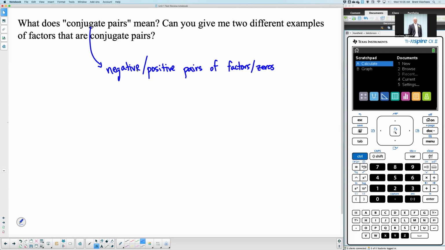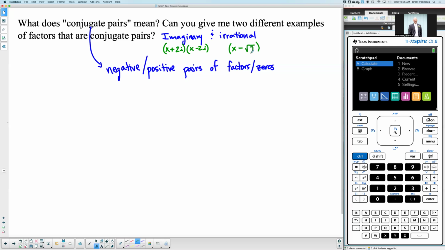Can you give me two different examples of factors that are conjugate pairs? What are the two types of number sets that are always conjugate pairs? What always comes as a conjugate pair? Imaginary is one. Imaginary and irrational. So if you wanted examples, if they gave me an x plus 2i, guess what I also have to have? X minus 2i.